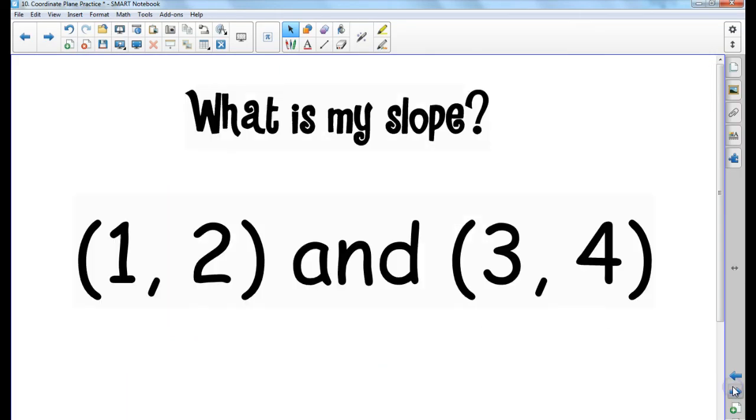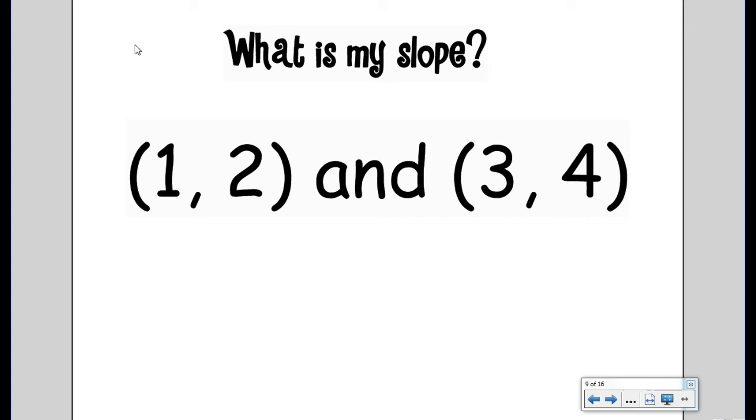All right, ready? The next one is slope. Go to your formula chart. Look for slope. Where is the slope formula? Where are you? I just did it in my head. I'm done. What did you get?